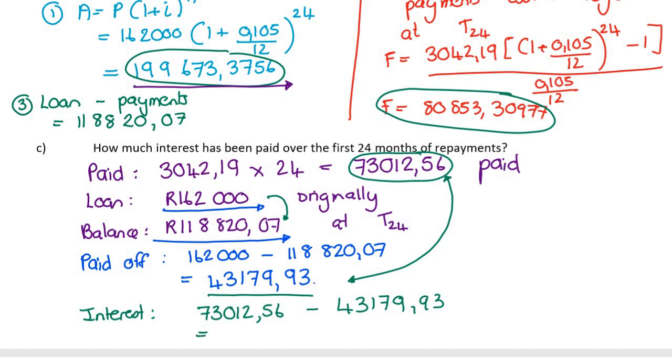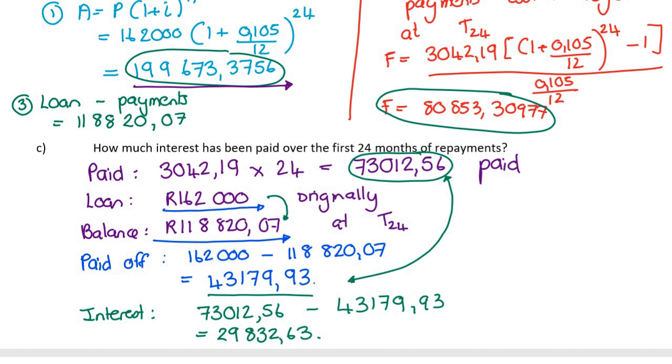And so this is roughly about 30,000 Rand. So I get just less than 30, so I get 29,832 Rand and 63 cents, which is quite interesting when you actually work out how much interest you've been charged over the time. So that's a very popular question because it's quite weird to get your head around the idea that, yes, I've physically paid 73,000 Rand, but not all of that has gone towards reducing the capital, the original loan. Part of that has gone towards interest.